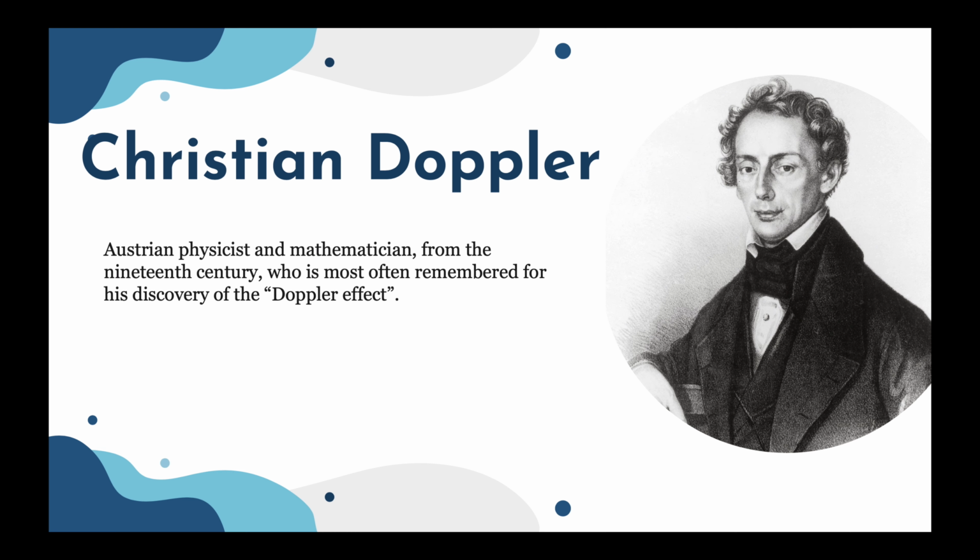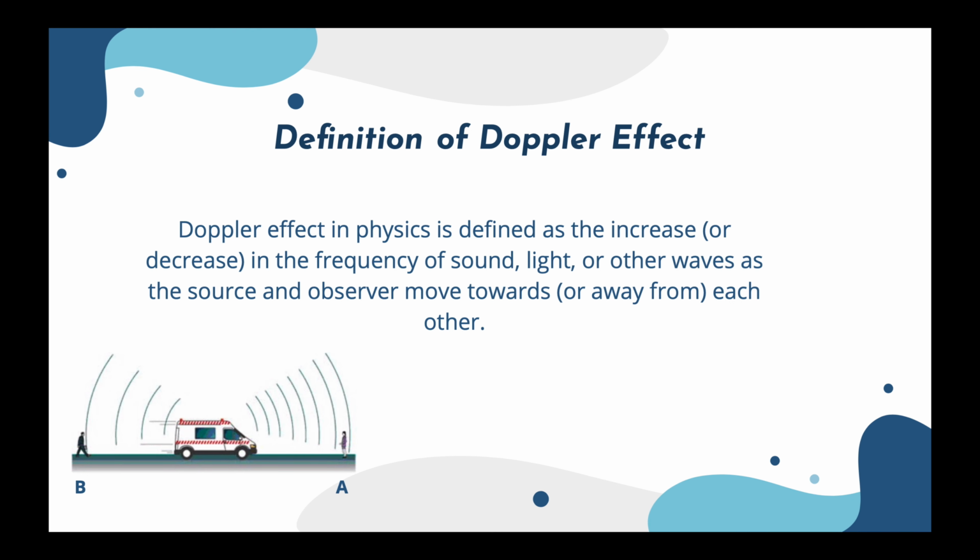If you're wondering where the name of this phenomenon came from, I'll make it clear for you. Christian Doppler is the scientist from the 19th century who discovered this phenomenon. He's an Austrian physicist and mathematician who is most remembered for this discovery that came to be known as the Doppler effect.